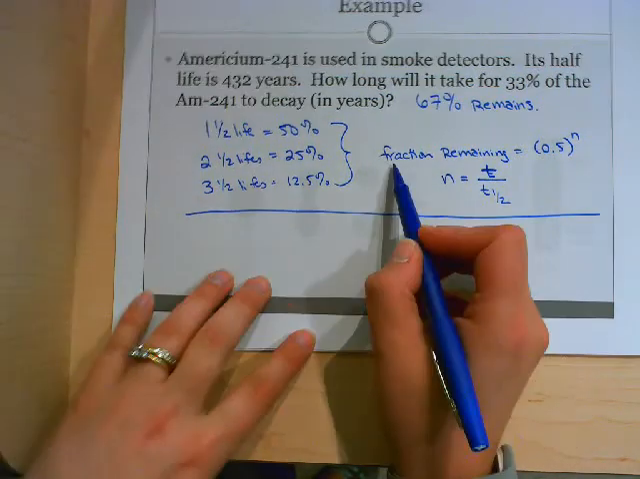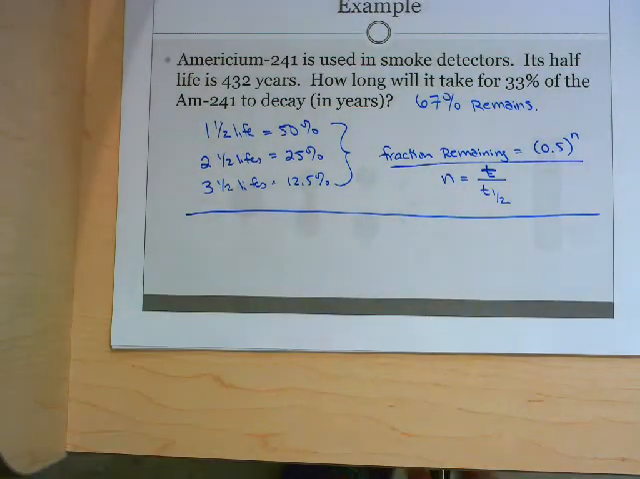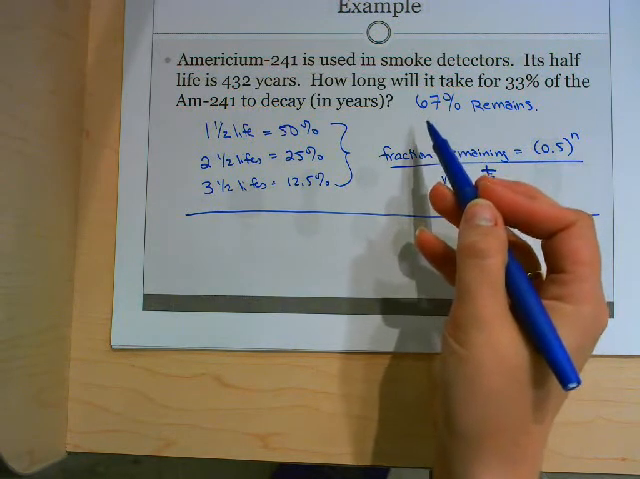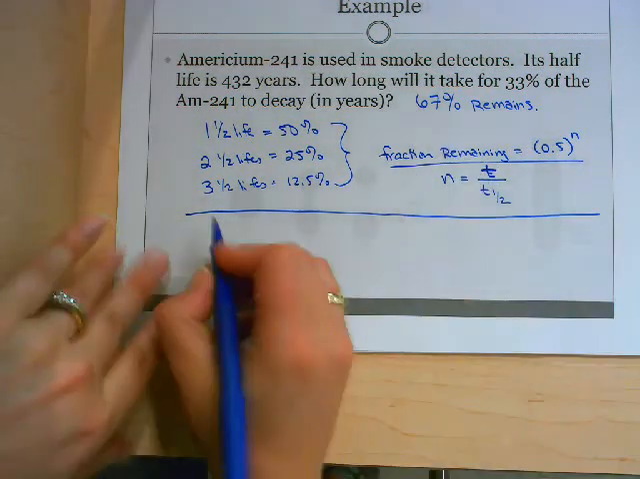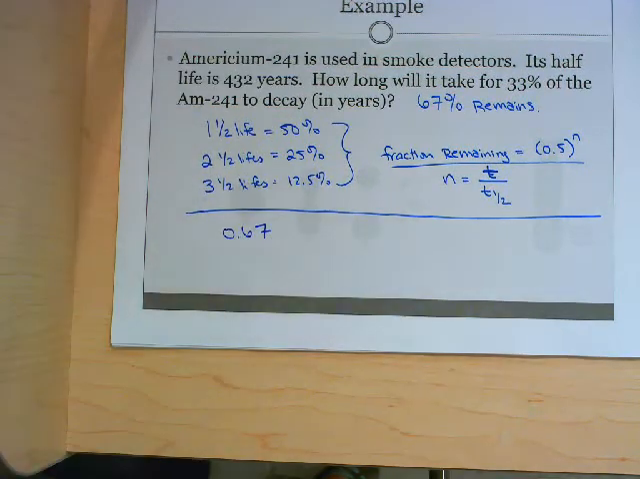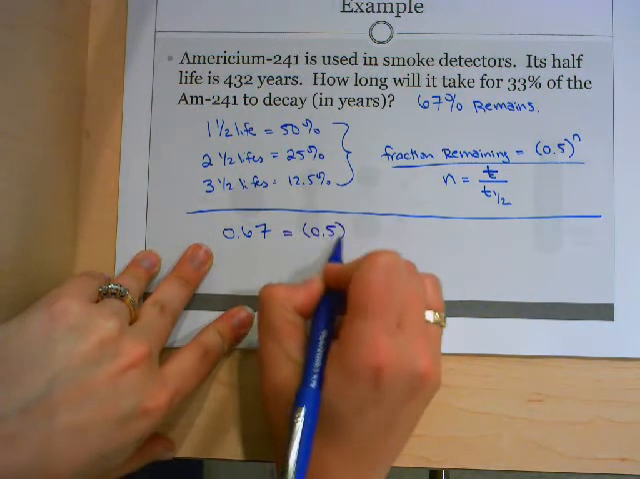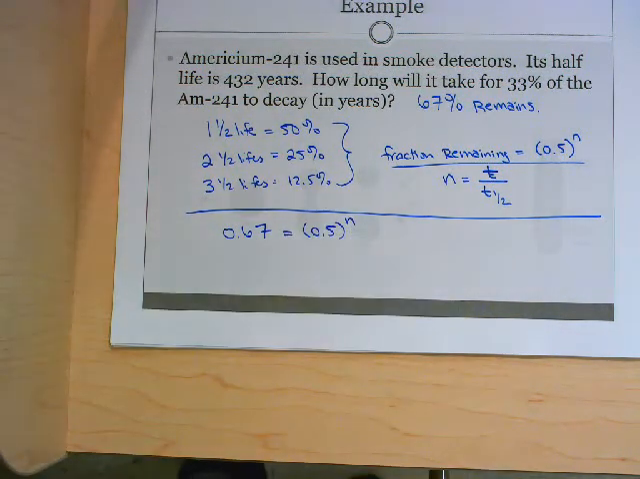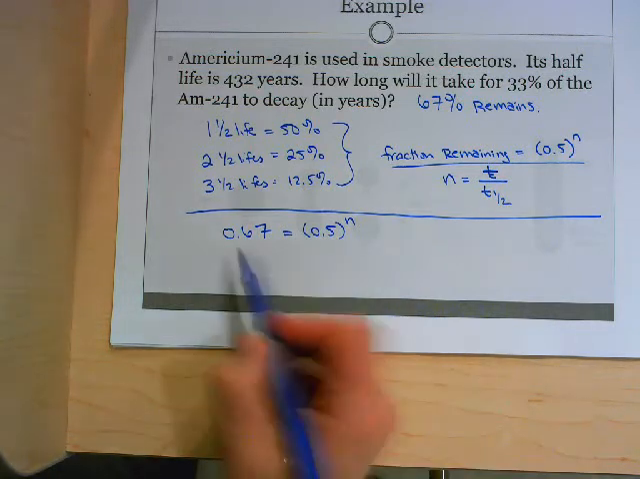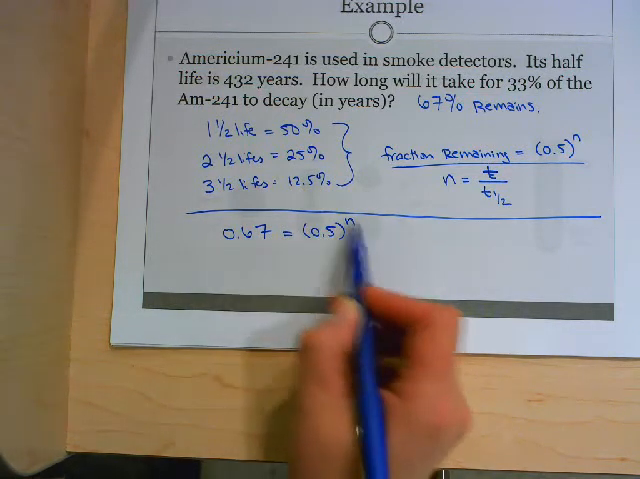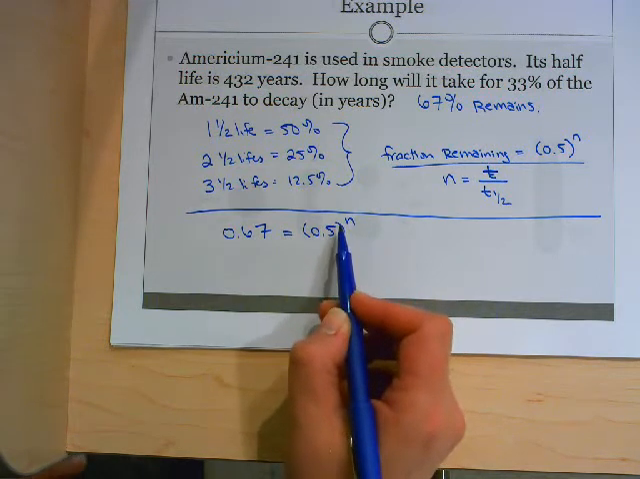Alright, so if I have this equation, fraction remaining is 0.5 to the n. Do I know the fraction remaining? Yes. How do I turn my percent into a fraction? I'm just going to leave it like a decimal. So I could do 67 over 100. This is like the tricky math, right? Because now I need to get the exponent by itself. Alright, so the fraction remaining is some number of half-lives. I'm trying to figure out how many half-lives. Try to figure out n.